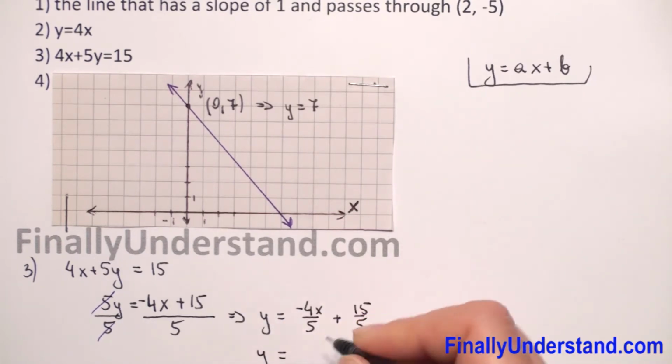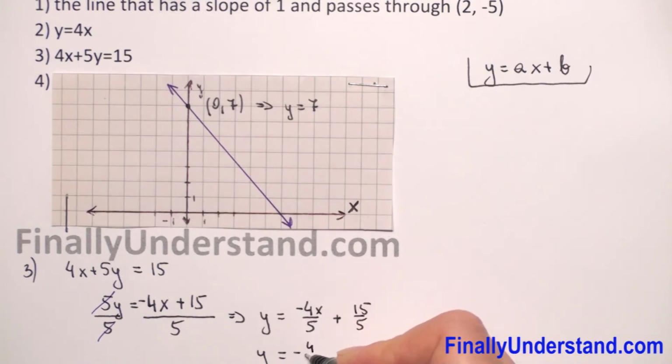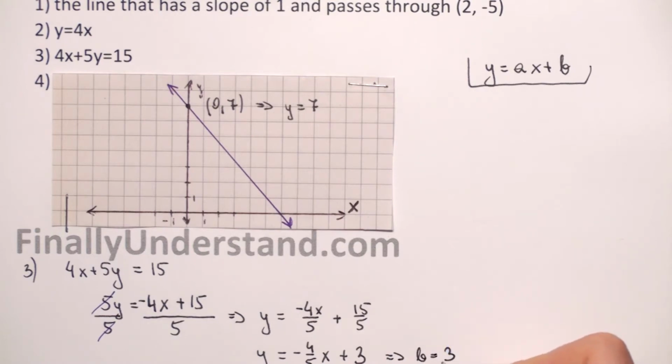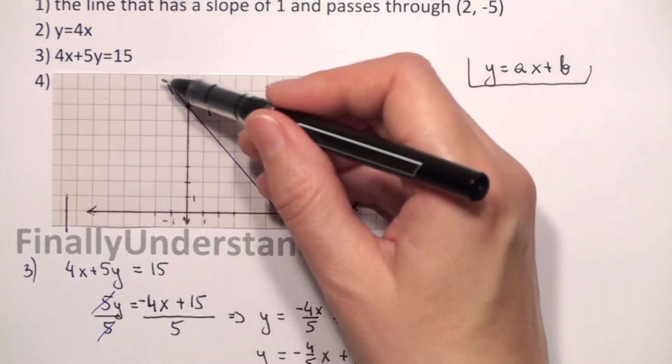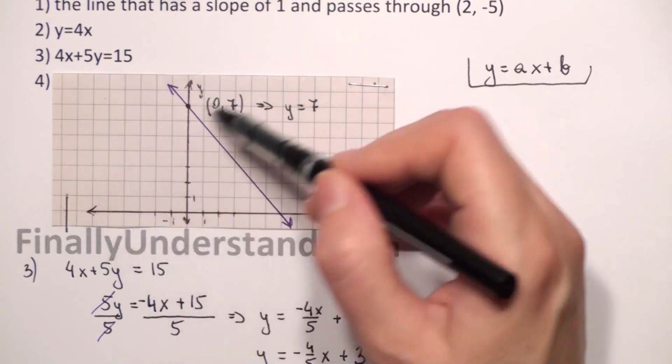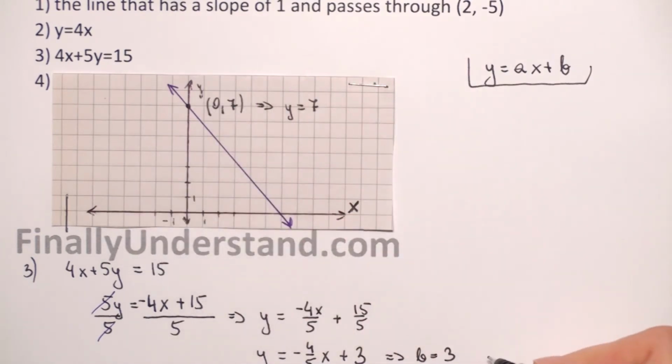So y is equal to negative 4 over 5 times x plus 15 divided by 5, which is 3. We have the b. b is 3. So we have the y-intercept. The point at which our line passes the y-axis is (0, 3). The value of the y-intercept is 3.